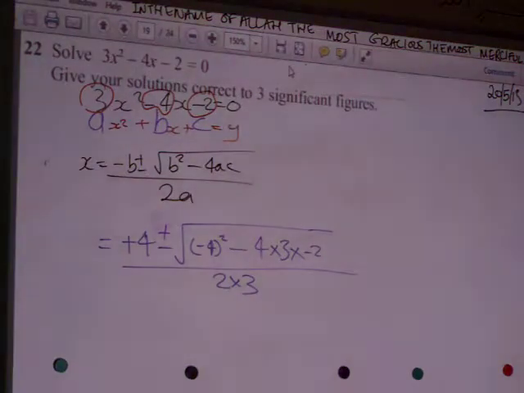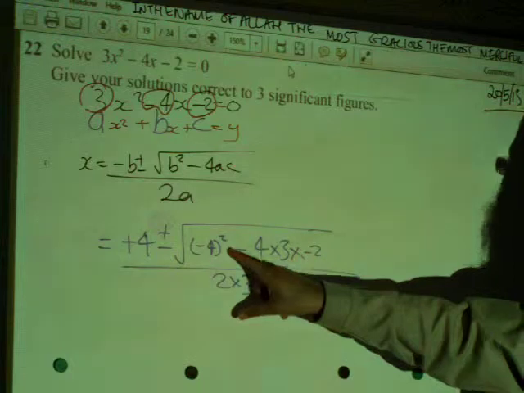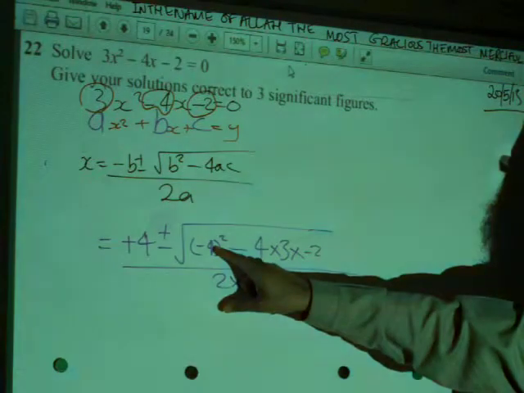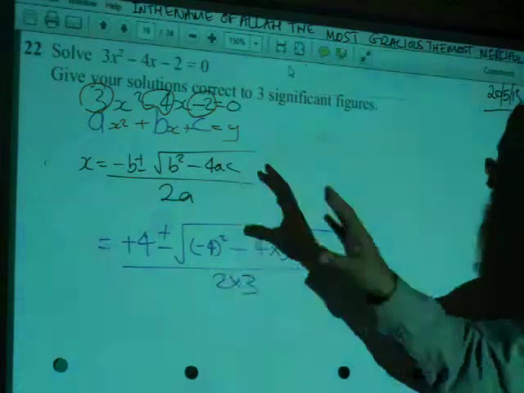Now look. So plus 4 plus the square root of minus 4 squared. Okay, the squared goes inside the bracket here. You had the squared in the wrong place. Take it here. Minus 4 times 3 times minus 2. Yep, your square was in the wrong place. That shows you the difference. Did you put your square outside the bracket? Yes, sir. Okay, put it inside. That made the difference. So putting the square in the right place is important.